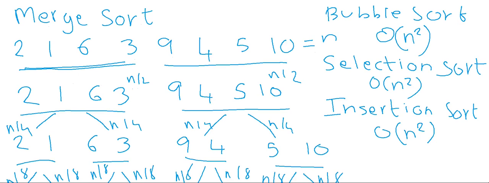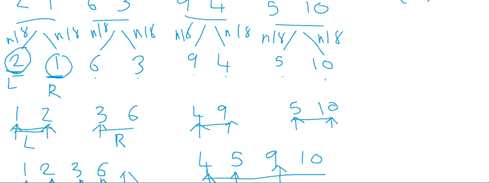So if you look at this tree, we are dividing the work into half. We divide the work into half here, then we further divided it into half, further divided into half. So at each step the work is divided into half. So the time complexity of dividing is log n.